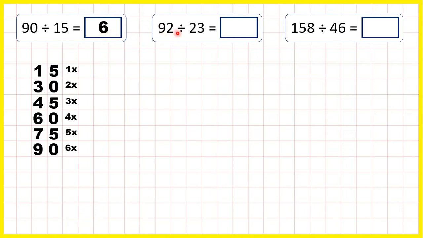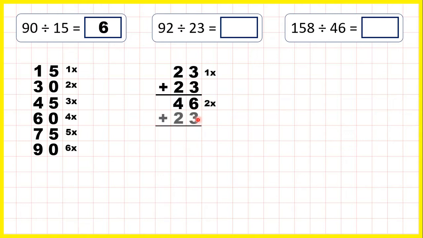Now 92 divided by 23, so we can count up in 23s. 23 is 1 times 23. If we add another 23, we get 46 for 2 times 23. Then adding another 23 gives us 69 for 3 times, and then another 23. 9 plus 3 is 12, so 1, 2. 1 plus 6 plus 2 is 9, so we know that 92 is 4 times 23, which means that 92 divided by 23 must be 4.